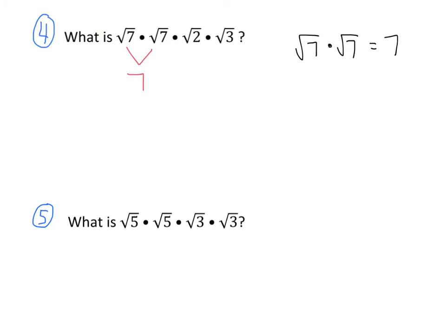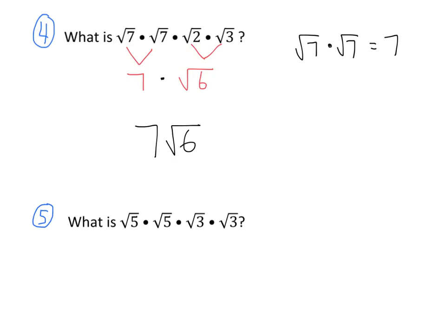Then square root of 2 times square root of 3, we can just use this simple fact. Square root of 2 times square root of 3 is the same thing as the square root of 6. So square root of 7 times square root of 7 times square root of 2 times square root of 3 is just 7 times the square root of 6.